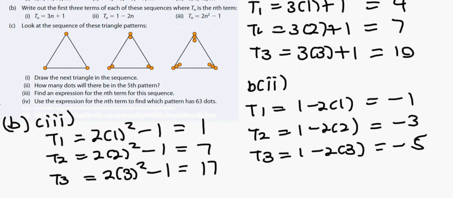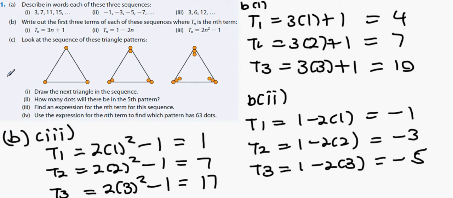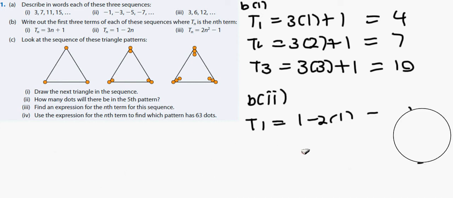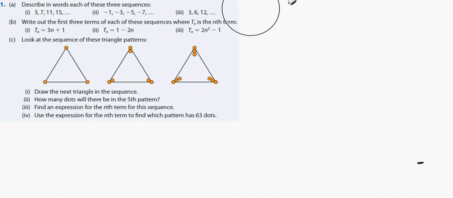So that's the end of part B. Now we're on question 1C. And for 1C, look at the sequence of these triangle patterns. Draw the triangle of the next sequence. Let's see what we get here. Okay, so imagine it would have 4 balls to each pocket. 1, 2, 3, 4.